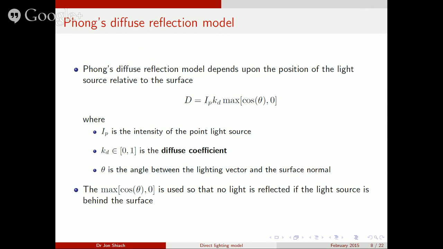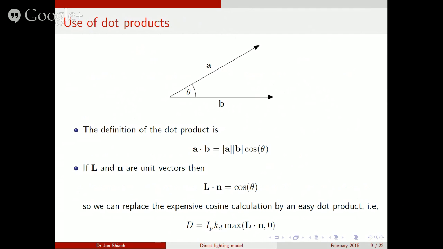We've got a problem here, and I keep banging on about it: in graphics, we need things to be computationally efficient. These calculations are done thousands of millions of times a second. We need them to be efficient. Cosine is an expensive calculation. We calculate it using series, Maclaurin series, for example. We don't want to have to do all that work. So what we can do is use dot products.